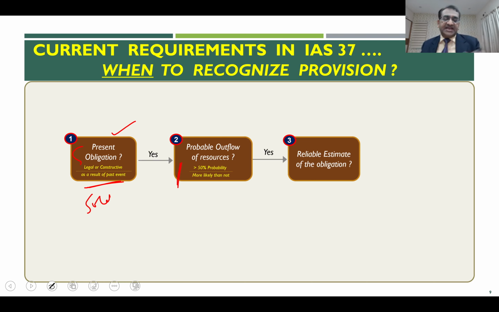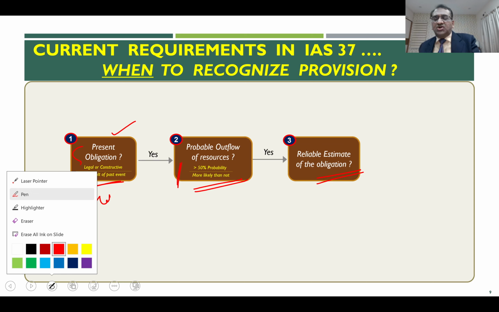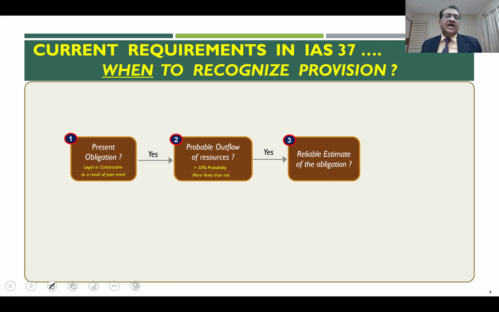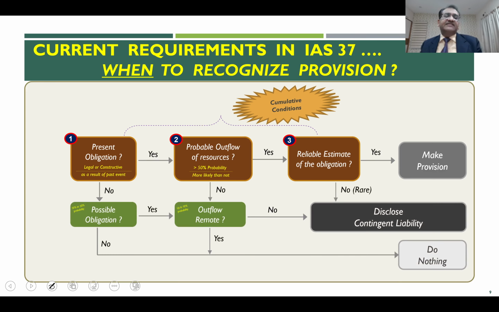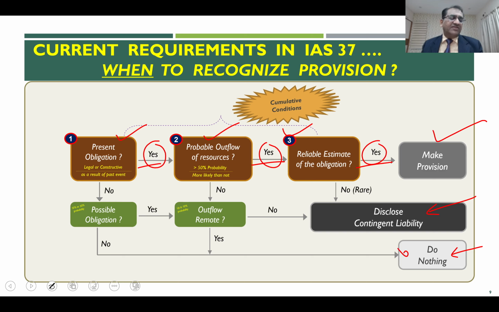So there has to be a present obligation, and because of that, there is a probable outflow of resources, again, as I said, more likely than not is the threshold. And for such obligation, if you are able to reliably estimate how much resource you will be likely to have an outflow, when all these three conditions are met, you are required to make provision under the current requirements of IAS 37 and Ind AS 37. Now, if these three are yes, yes, yes, then you make provision. But in other cases, when this yes, yes, yes is not met, then depending upon what is listed in the flowchart, either you will disclose a contingent liability or do nothing, not even disclose the contingent liability.